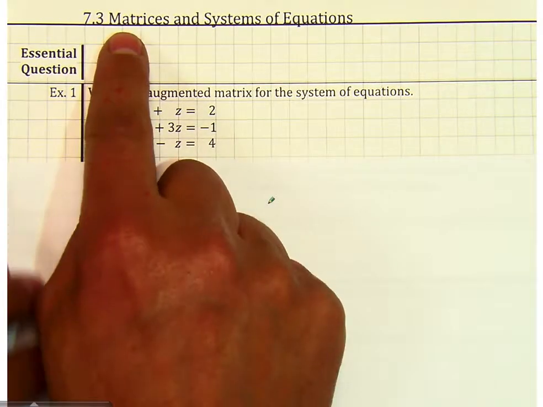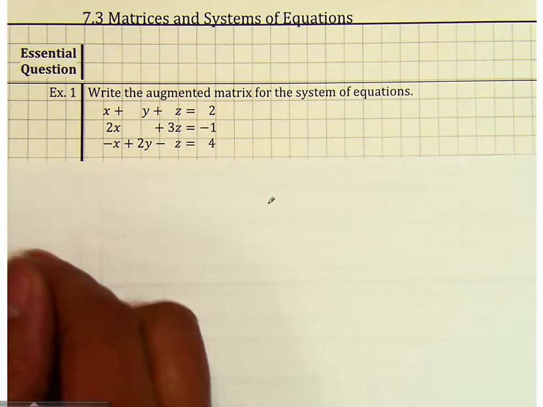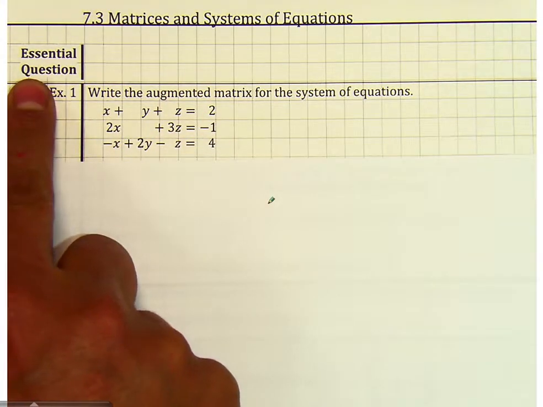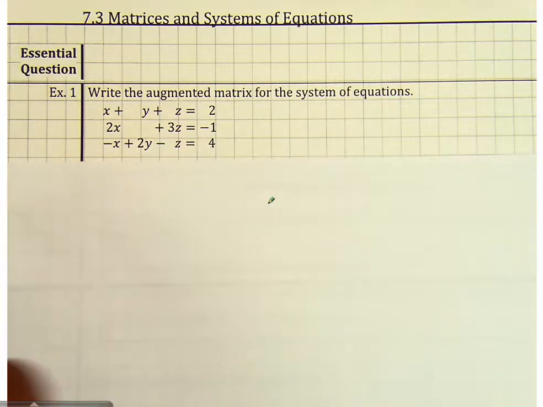Today we are going to cover section 7.3, matrices and systems of equations. Don't forget to leave a space for your essential question, and we can do that at the very end once you get an idea of what we cover in the lesson. Copy example number 1, and then once you're ready we can start.